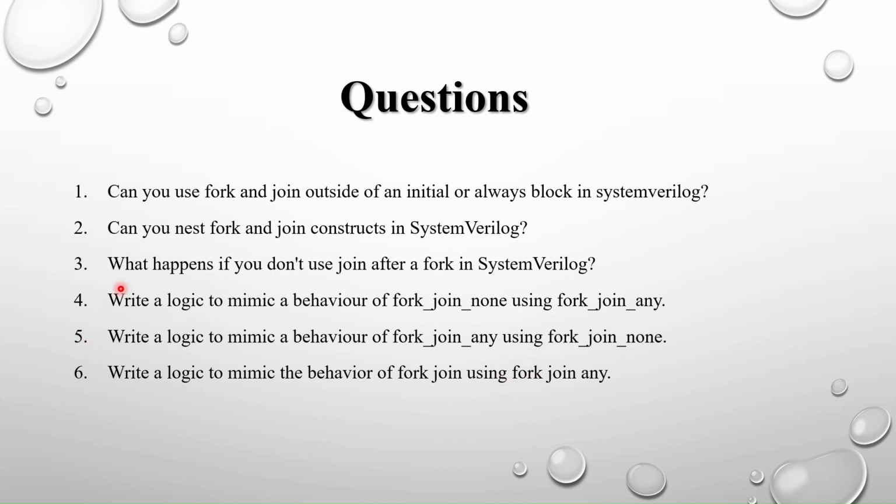So the last three questions are actually good questions. You can try this. Use disable fork, wait fork, or any other methods. So you can convert from fork join none to fork join any, or fork join any to fork join none. Okay. Thank you.